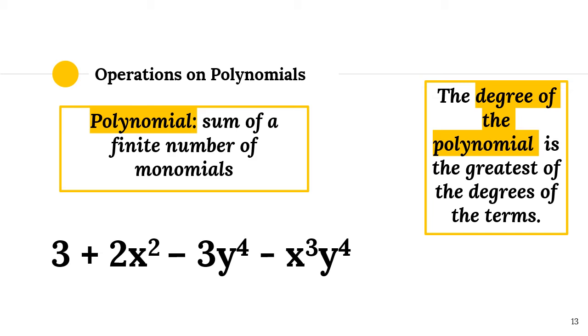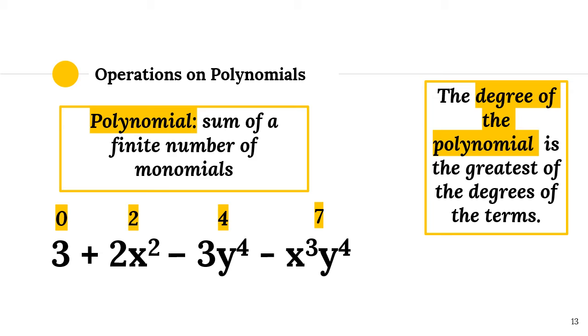In the example that we have here, we have 4 terms. First term is 3. Second term is 2x squared. Third term is negative 3y to the fourth. Fourth term is negative x cubed y to the fourth. And if we compute the individual degrees of each term, we will have 0 for 3, because the degree of a coefficient is always 0. 2 for 2x squared because the exponent of x is 2. 4 for the third, and 7 for the fourth term.